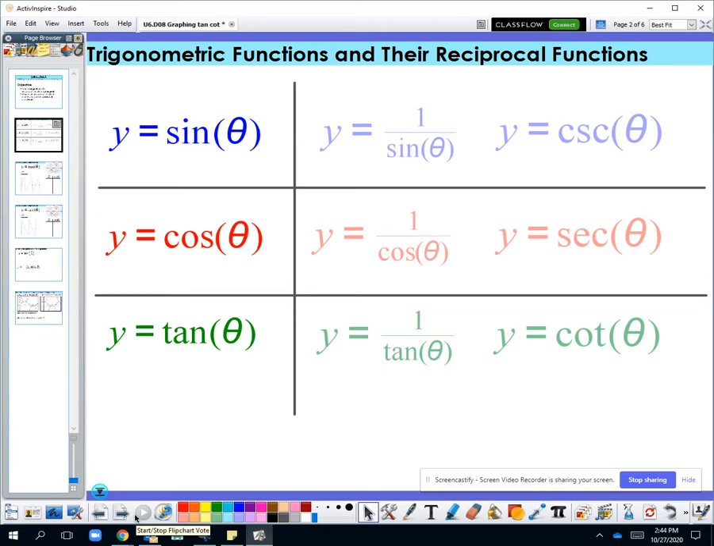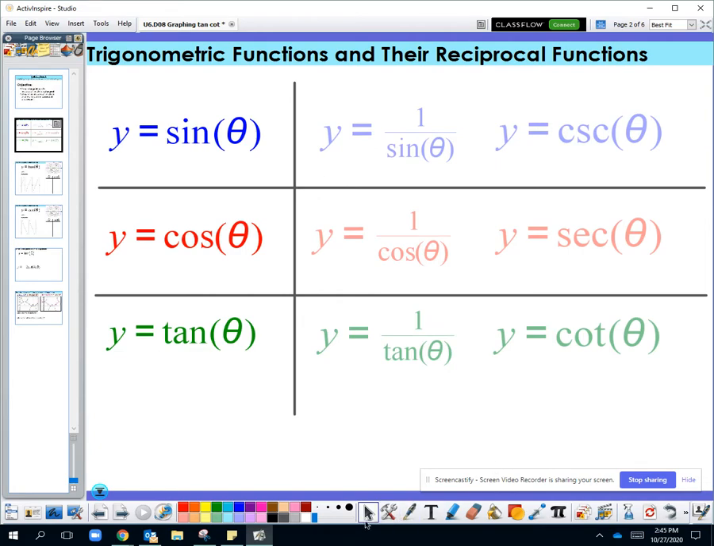The reciprocal of sine is 1 over sine, which is cosecant. The reciprocal of cosine is 1 over cosine, or we call that secant. And the reciprocal of tangent is 1 over tangent, which we can graph as cotangent. In the past, when we just had our calculators, this was how we had to graph the reciprocal functions. But now that we have access to Desmos, we're able to just type in CSC or COT to graph these reciprocal functions, no problem.